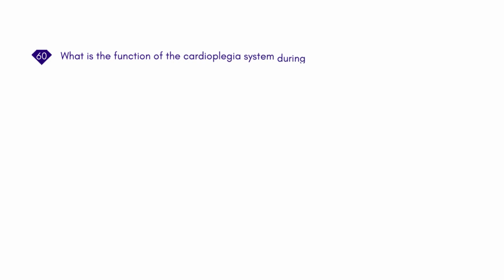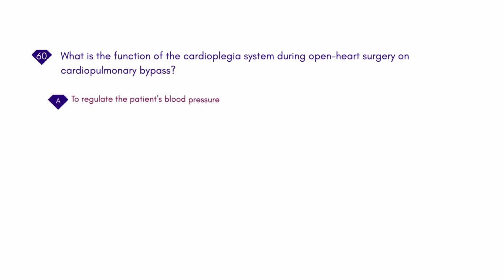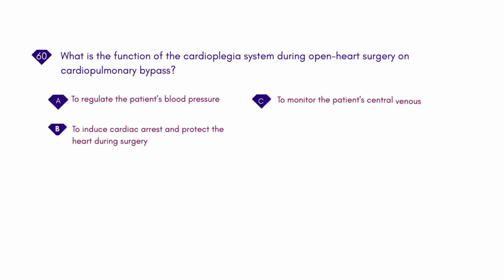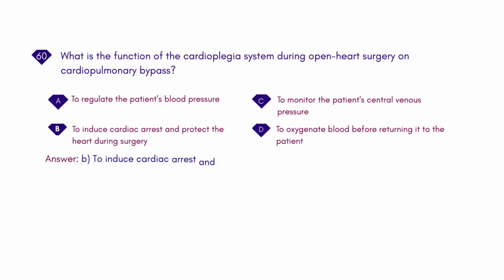What is the function of the cardioplegia system during open-heart surgery on cardiopulmonary bypass? A. To regulate the patient's blood pressure. B. To induce cardiac arrest and protect the heart during surgery. C. To monitor the patient's central venous pressure. D. To oxygenate blood before returning it to the patient. Answer: B. To induce cardiac arrest and protect the heart during surgery.